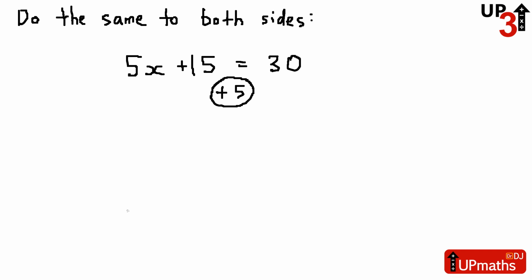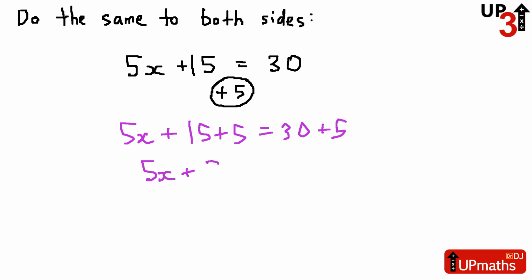Anyway, while I was waffling on, you might have been having a go at this. If not, don't worry, we're going to do loads of examples, just learn through watching and doing, whatever works best for you. I've put a plus 5 in a circle here. That's telling me to add 5 to both sides, so I'm going to go 5x plus 15 plus 5 equals 30 plus 5, so it's 5x plus 20 equals 35, because I've decided I'm going to simplify it, which I didn't have to do.